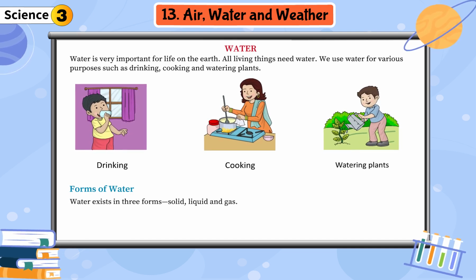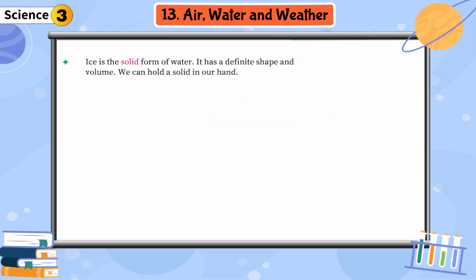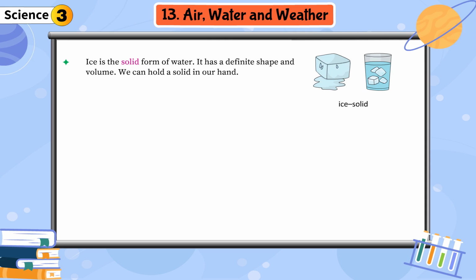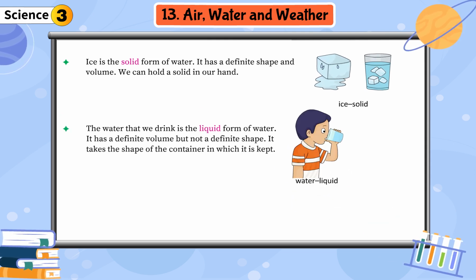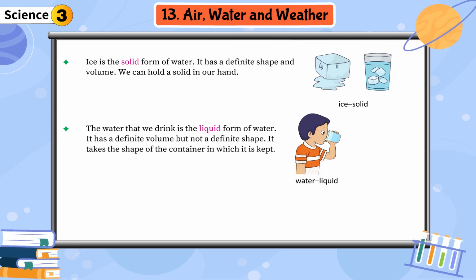Forms of water. Water exists in three forms: solid, liquid and gas. Ice is the solid form of water. It has a definite shape and volume. We can hold a solid in our hand. The water that we drink is the liquid form of water. It has a definite volume but not a definite shape. It takes the shape of the container in which it is kept.